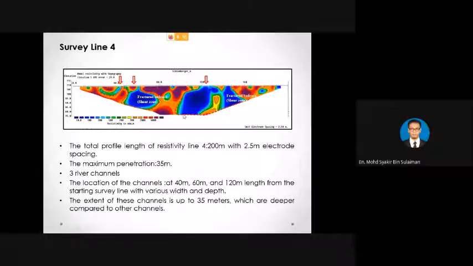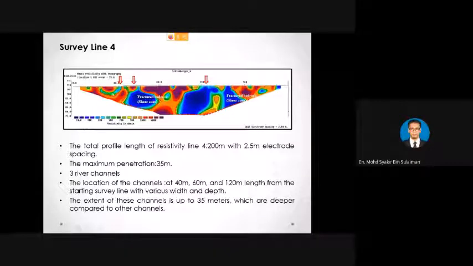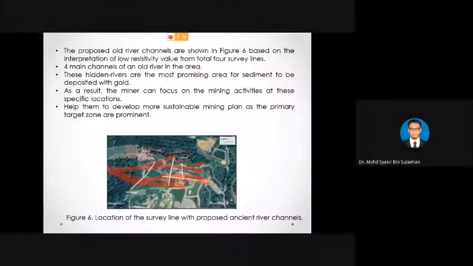The river channel is within the 120-meter length of the survey line. You can see here 1, 2, and 3. This is the largest one and the deepest one of all survey lines. So that's the fourth pseudo-section from the survey.